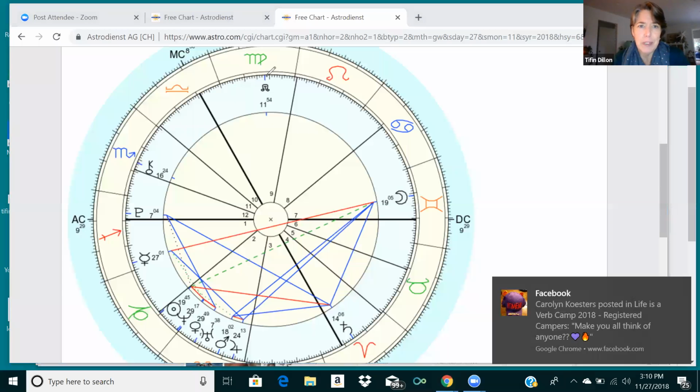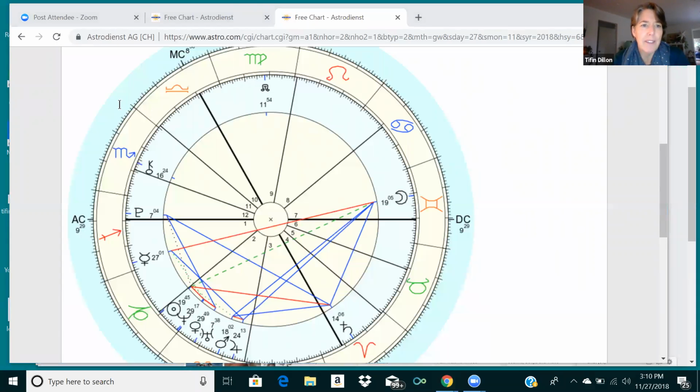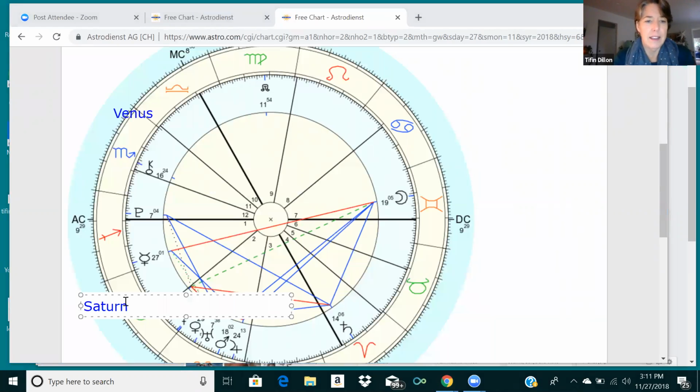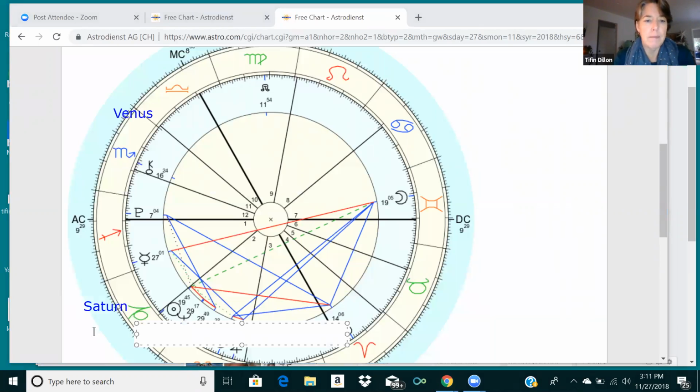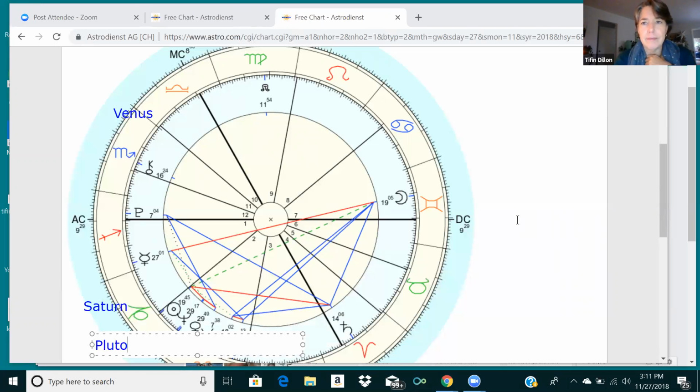The drawing tool, no, the text tool. Okay, we're going to have the planet Venus moving through Scorpio. And planet Saturn, for example, is here in Capricorn. Pluto is down here in Capricorn as well. And you can go through your chart and just write in where the planets currently are. Okay, there's a lot of sophistication here. So that's one way you can do it.